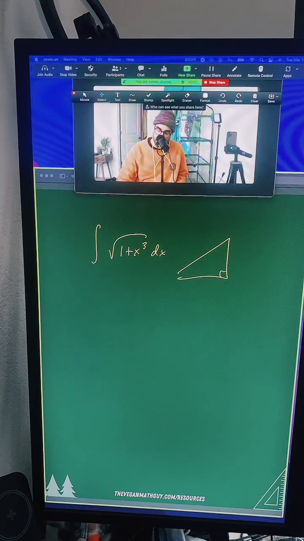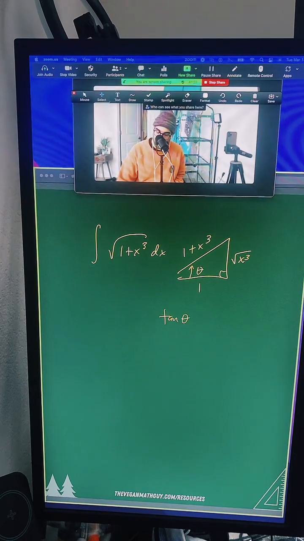If we do tan, then this side is the square root of x cubed, and then this is 1, and this is the hypotenuse, the square root of 1 plus x cubed. If you're confused on how we set this triangle up, we just have to make sure that it satisfies the Pythagorean theorem. So let's see if this works. I hope so. We're going to try it out.